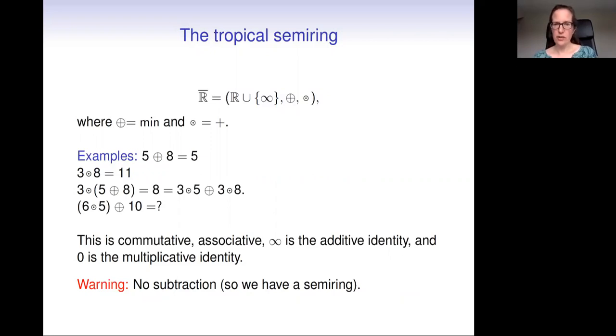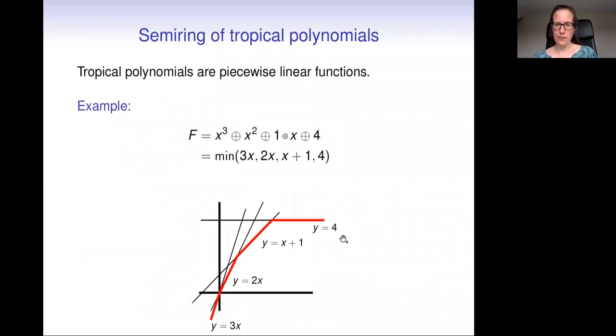Yes, questions, comments? Okay. In algebraic geometry, we want to think about polynomial functions. So we'll look at the semi-ring of tropical polynomials. The first thing you notice is that tropical polynomials are piecewise linear functions. For example, if I have f being x cubed plus x squared plus 1 times x plus 4, in usual arithmetic that's the minimum of 3x, 2x, x plus 1, and 4.